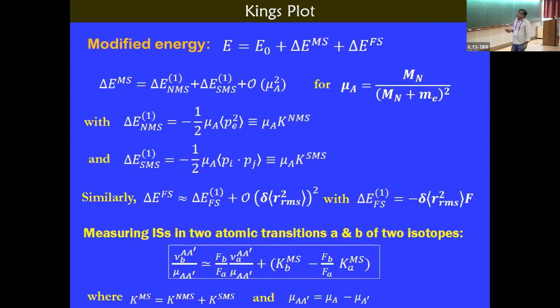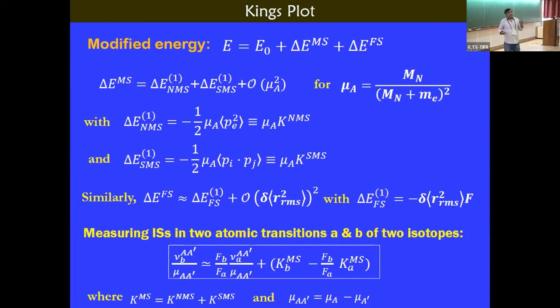Okay, so now if you want to estimate this effect theoretically, the total energy will be the energy that we had due to the atomic Hamiltonian, and then due to this mass shift and field shift. Basically these effects are very small, so that is why we estimate them up to first order effect. And this is the scaling factor. So the normal mass shift can be expressed in this way, and this is known as the normal mass shift constant, and this factor here is known as the specific mass shift constant.